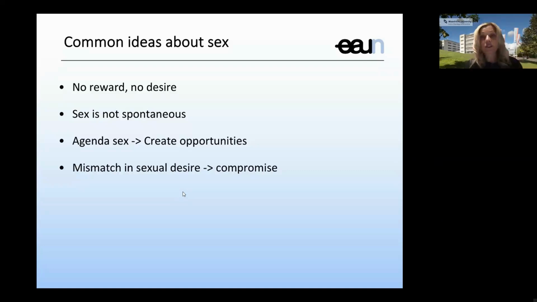And if there's really a difference in frequency and also in what you actually desire, you can find a compromise, something that works for both. Like one time we do it more like you want, and the other time we do it more like you want. What is really important also is the good enough sex.